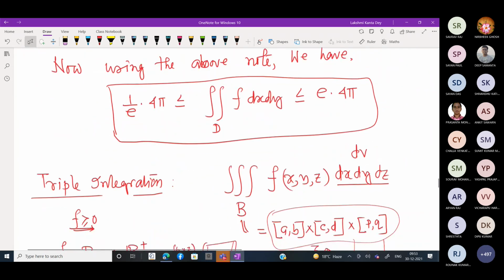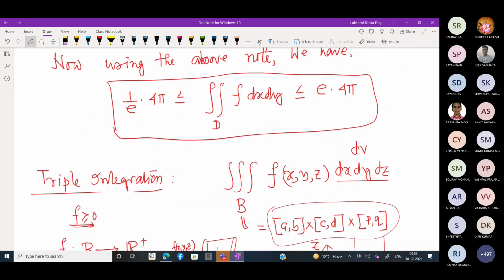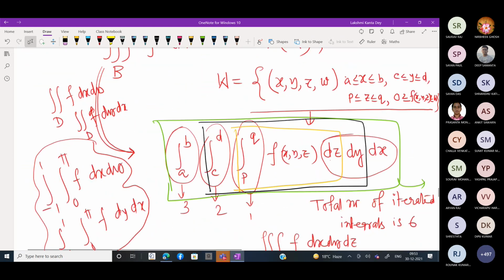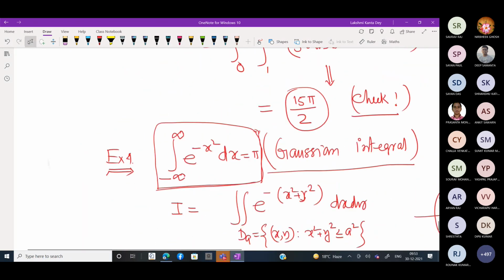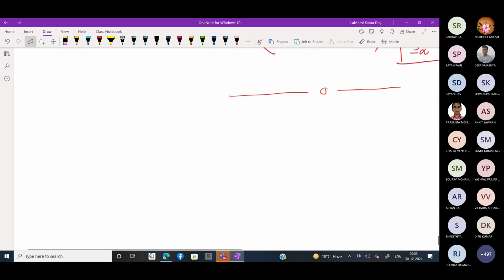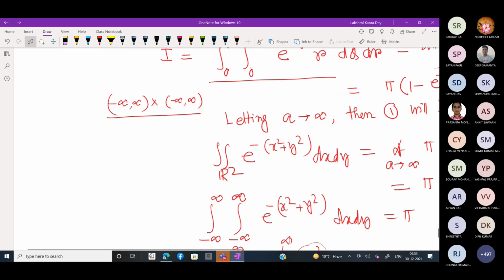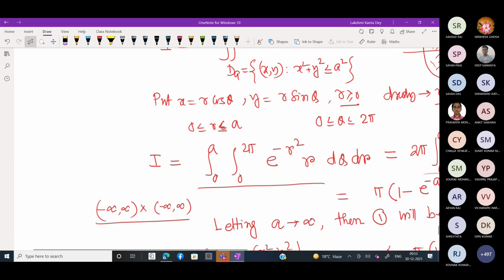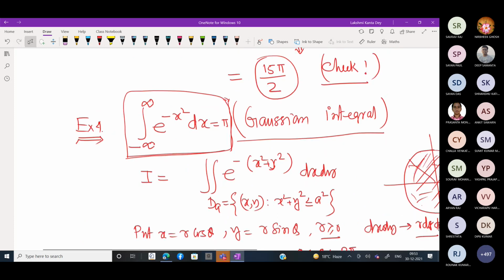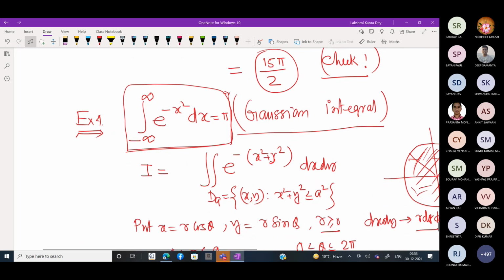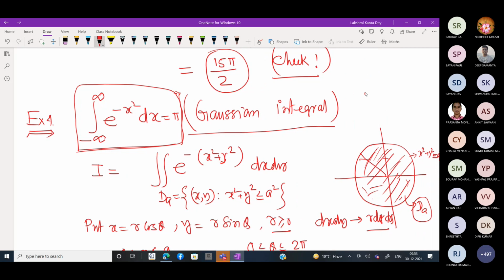Okay, sir, and I want to ask a question in the last. Why is r moving from 0 to a, not minus a to a? Last, you have taken the limit of r as 0 to a. Why is it not minus a to a? No, r is basically, r square is x square plus y square. r is positive.